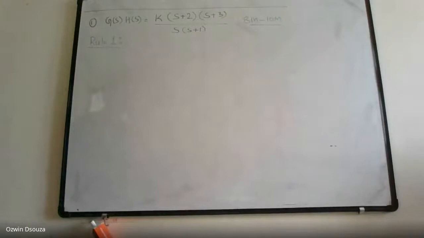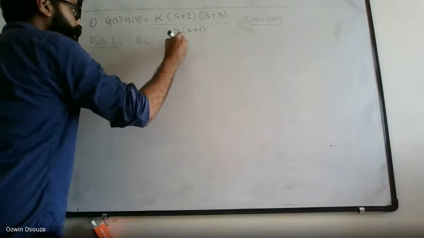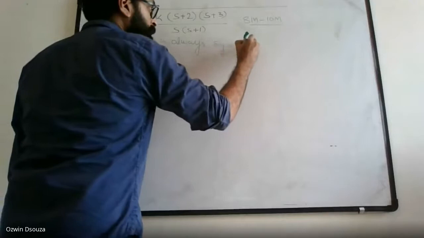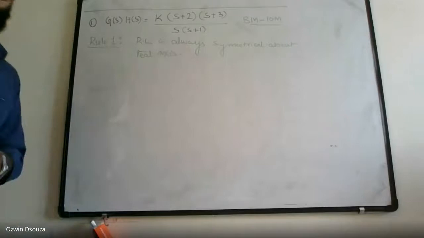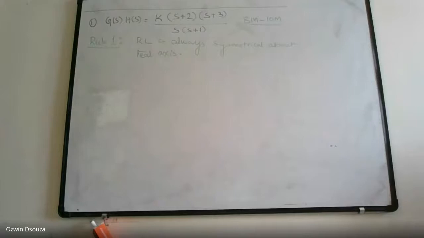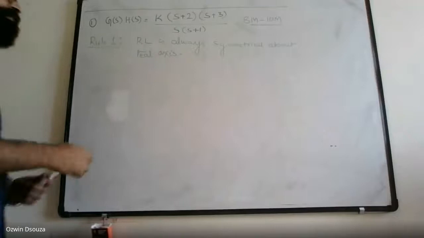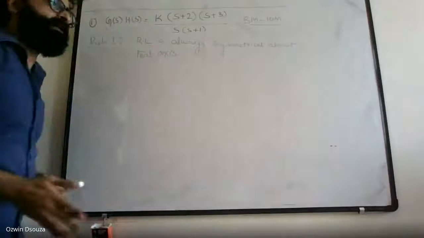Rule 1 says root locus is always symmetrical about the real axis. So that's your rule number 1. Symmetrical about real axis in the sense the mirror image lies in the third and fourth quadrant. So whatever you find in the first and second quadrant, its mirror image is going to be there in the third and fourth quadrant. So that's about the symmetry.